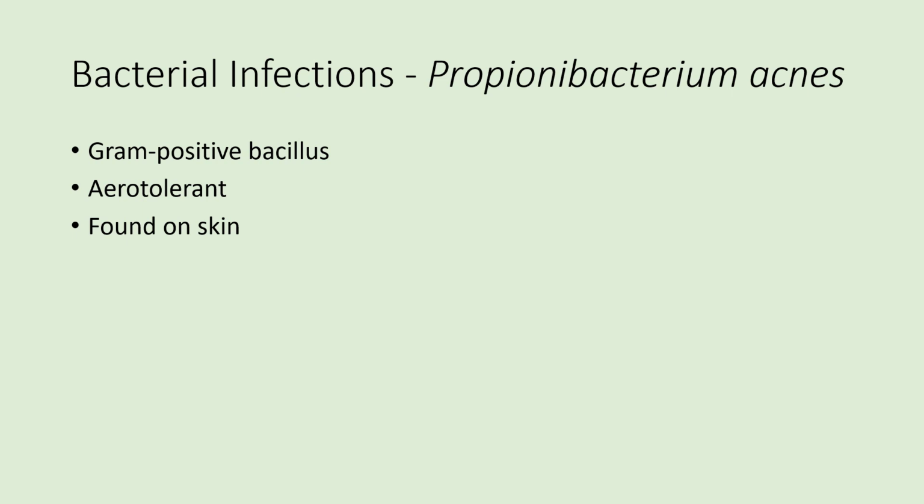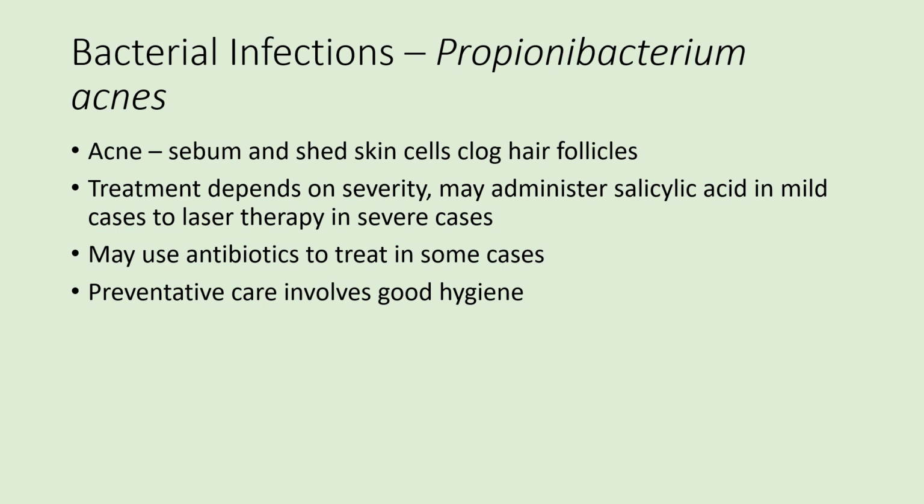Propionibacterium acnes is a gram-positive bacillus. It is aerotolerant, so it can tolerate oxygen at lower concentrations. It's typically found on the skin. It can be the causative agent of acne, which involves the hair follicles, and you have the sebaceous gland secreting the sebum, and it gets infected. And what happens is the hair follicle ends up getting clogged.